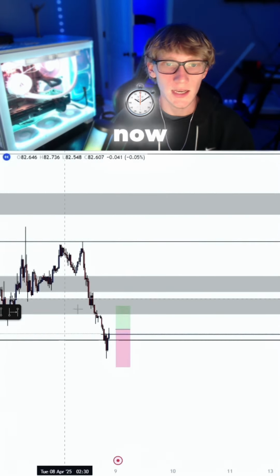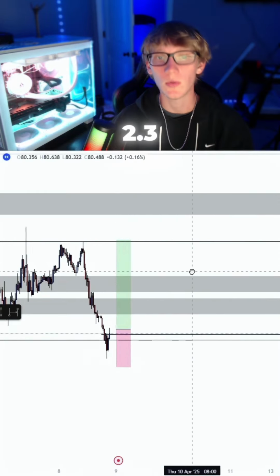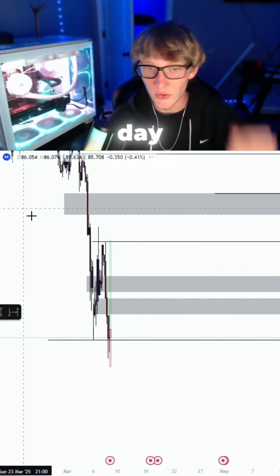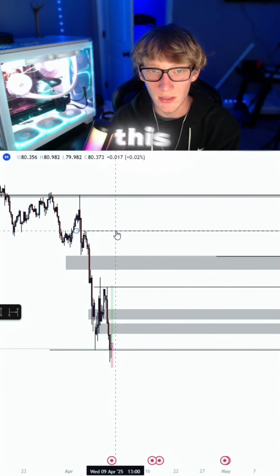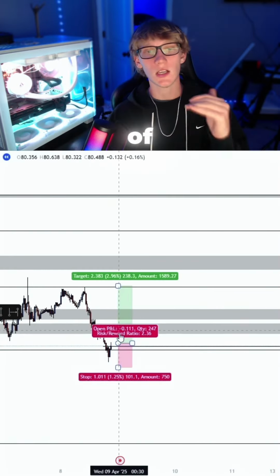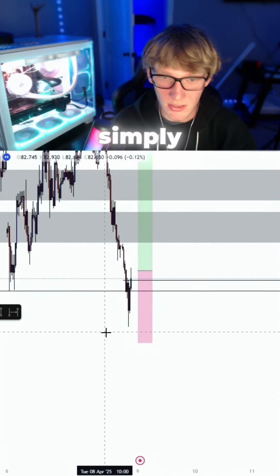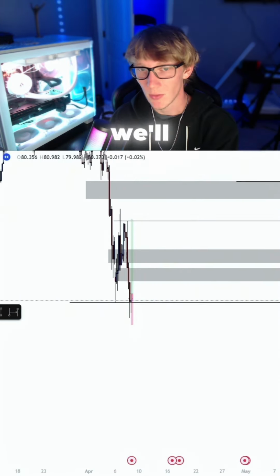But there's that. Now we can go up and let's just target those first highs, and that's a 1 to 2.3. So I'm going to take that all day every day, instead of trying to go a little bit higher into this fair value gap or higher into this high or higher into this high. I'm just going to target that solely because of the risk to reward. Stop loss is simply just above those, below those lows, and then we sit there and let it play out, and we'll see how long this takes.